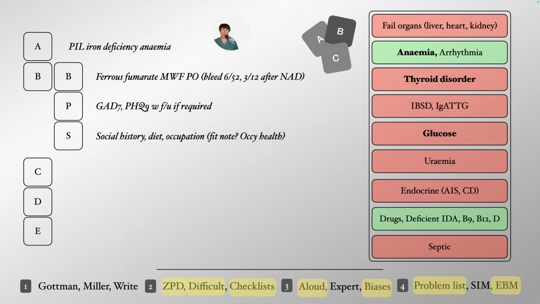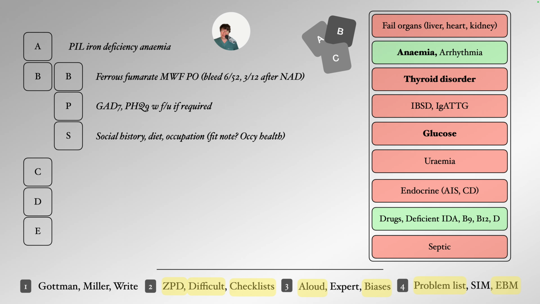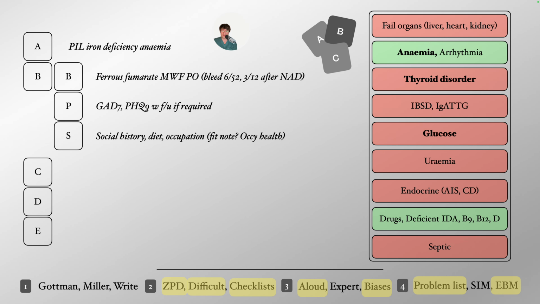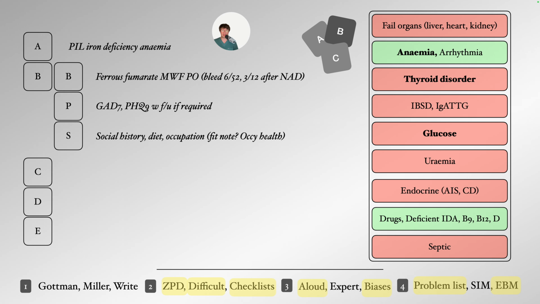Then the social context, so continue to take a more detailed social history, see if we can deal about this occupation, what's going on, can we help in any way, can we refer you to the social prescriber, do you need further support with that, do you need a fit note for a bit of time off work, occupational health, is there anything that we can do to assist you there?